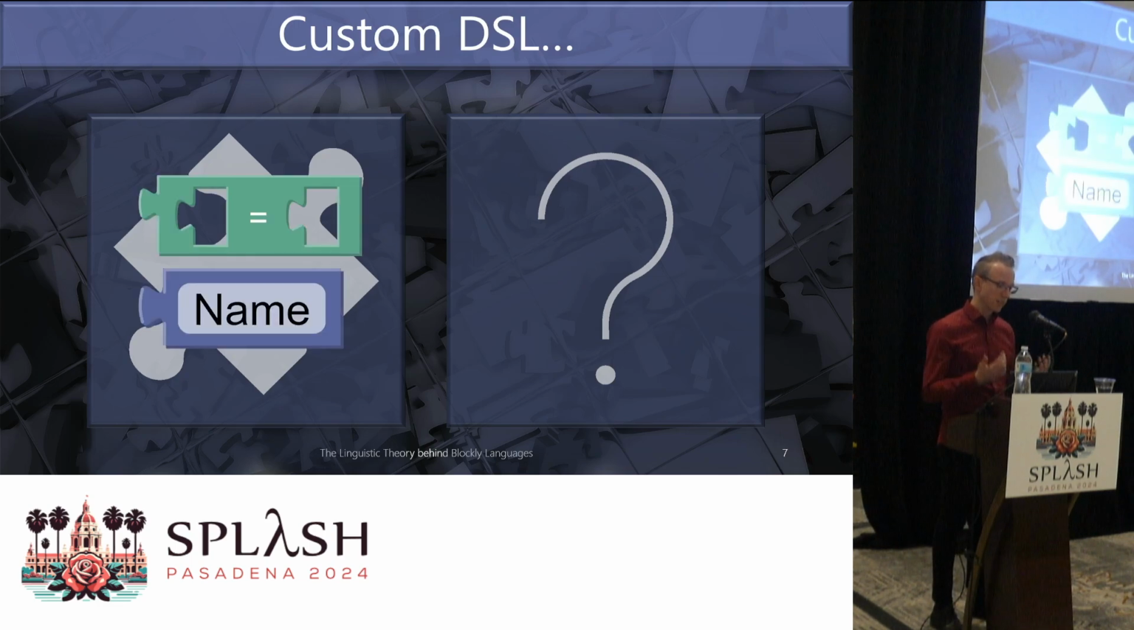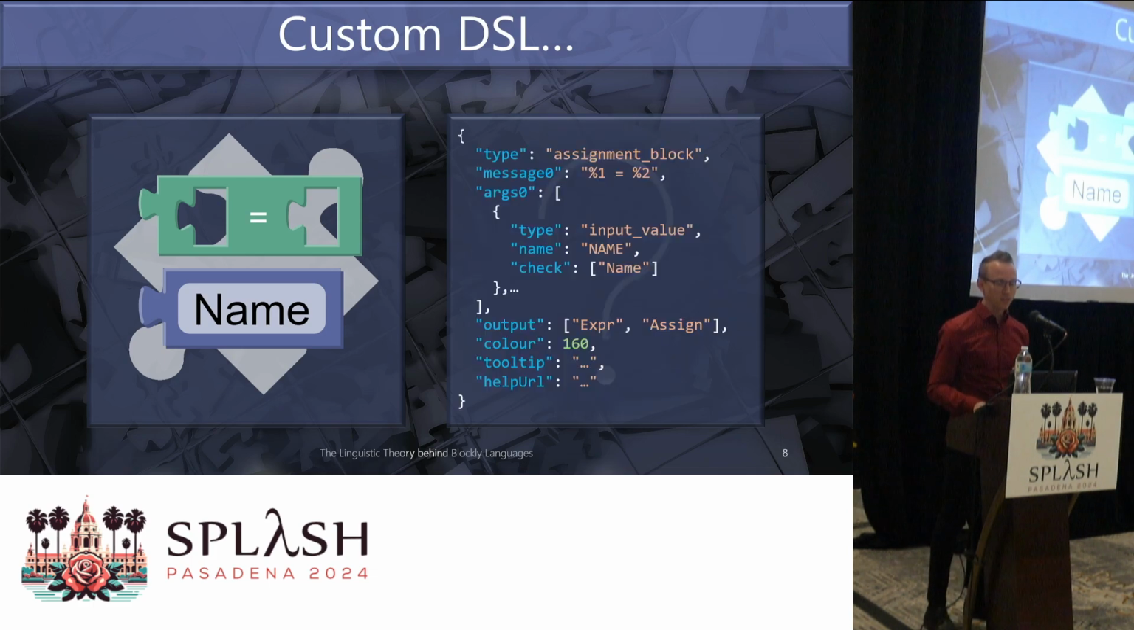Let's assume, for example, such an assignment block here and an identifier block. And for this, we have two options. We can directly define these blocks in JavaScript code or define them in a JSON object. And if we look at the JSON definition of this assignment block here, we see we first give this block a name, and then we define the message of the block, which is its visible part, which mainly consists of the equal sign here at the end, but also has placeholders for our two block inputs.